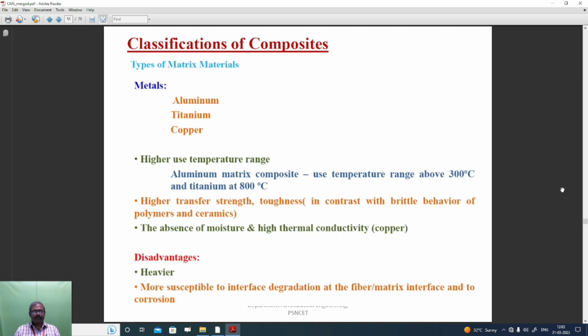Then go for metals, metals like aluminum, titanium, copper, with higher use temperature range. Aluminum matrix composites can be used in the temperature range above 300 degrees centigrade and titanium at 800 degrees centigrade. They have high transverse strength and toughness. The absence of moisture and high thermal conductivity they are having. The disadvantages of metal matrix composites are that they are heavier when compared to polymers. They are more susceptible to interface degradation at the fiber matrix interface and to corrosion.